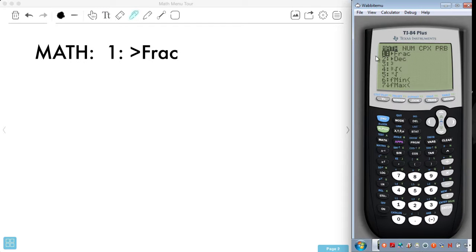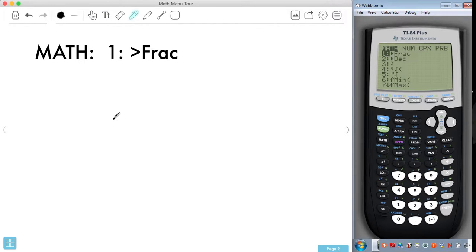The first function we'll look at is the very first one you see when you press the math button, option 1, arrow frac. What this option does is it turns decimal numbers into fractions. So say you have a decimal number like 0.625, and you want to see if you can turn that into a reduced fraction. Any number can be turned into a fraction as long as it's terminating. Any decimal number. This is the tenths, hundredths, and thousandths spot. So this fraction would be 625 thousandths.